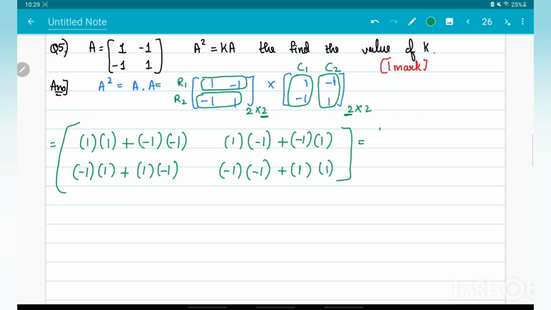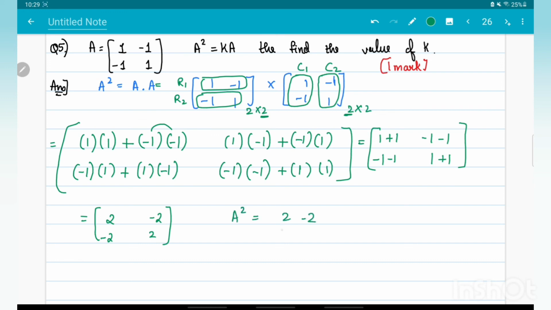So when I solve this, I get it as 1 plus 1, this minus minus becomes plus, then minus 1 minus 1, minus 1 minus 1, plus 1 plus 1. Okay, so this becomes 2, minus 2, minus 2 and 2. So this is my A square. Okay, A square is 2, minus 2, minus 2 and 2.